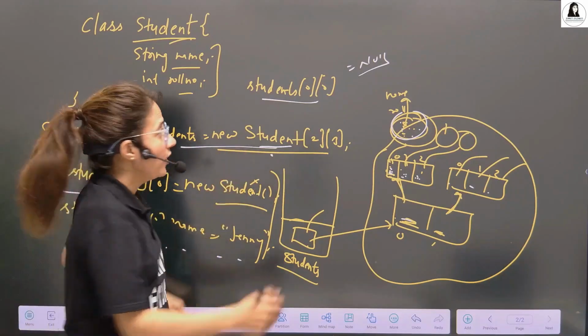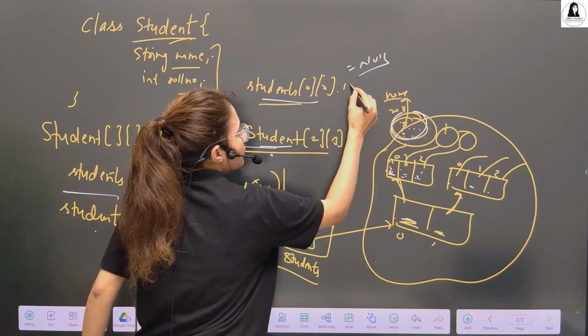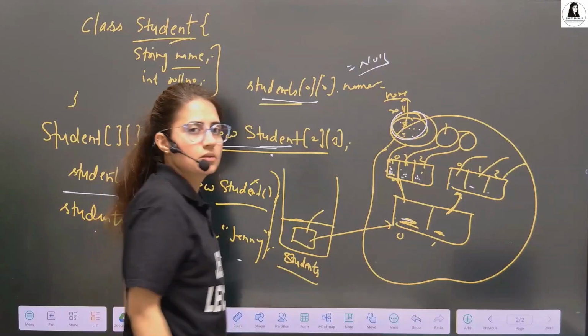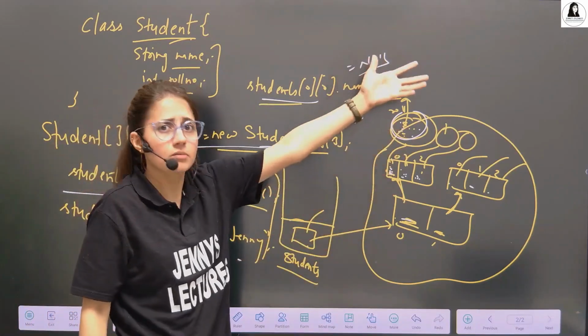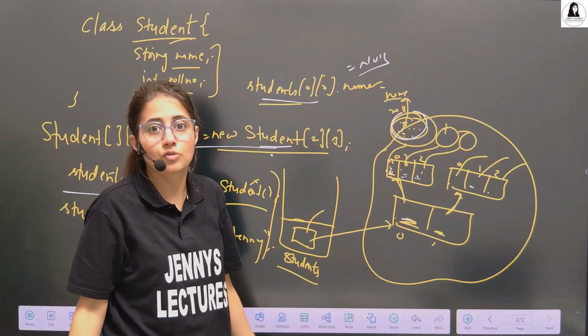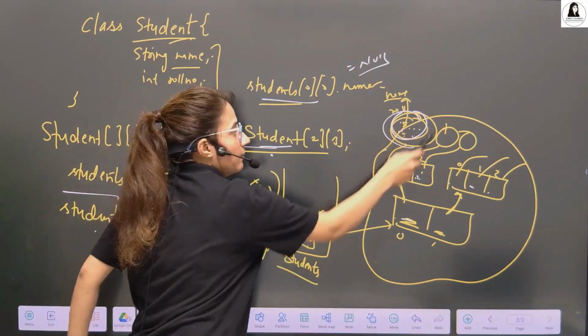There's no default value. If you access this dot name, what happens? It will give you an exception, a null pointer exception, because this is null and you are accessing the name. So first allocate memory to it.